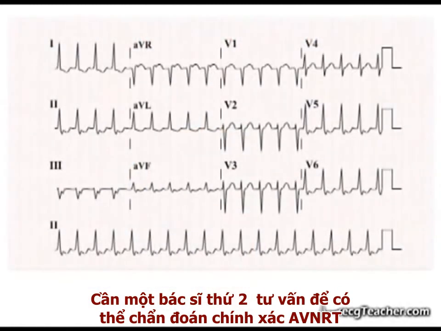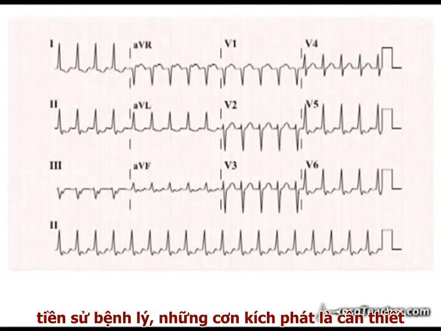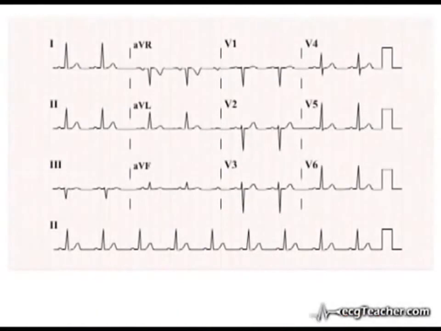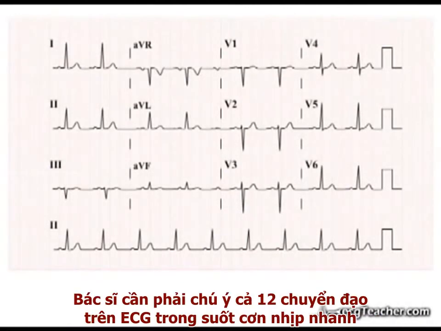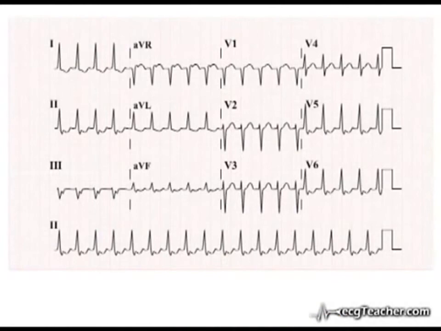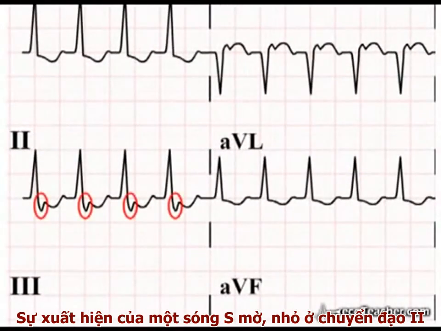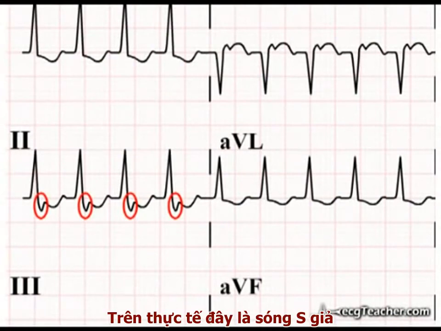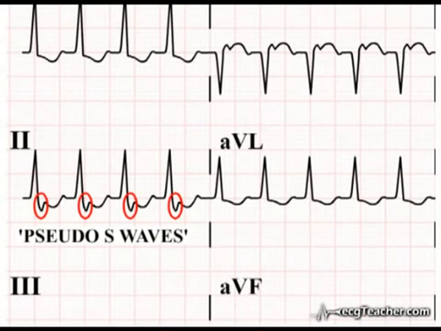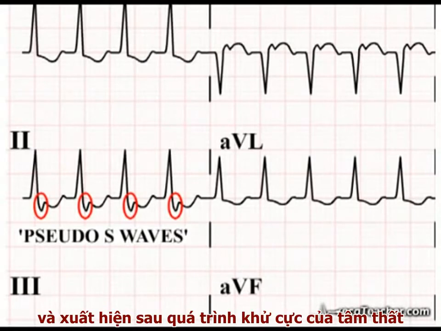The second doctor the young lady in the case study consulted spotted all the signs and made the correct diagnosis of AV nodal reentrant tachycardia. The clinical history of paroxysmal episodes is typical, and a normal resting ECG is expected. In addition, the doctor noted on both the 12-lead ECG obtained during the attack and on the patient's monitor the presence of small slurred S waves in lead 2. In fact, these are pseudo S waves and represent P wave activity as atrial depolarization is spreading upwards from the junctional region and is occurring after ventricular depolarization.